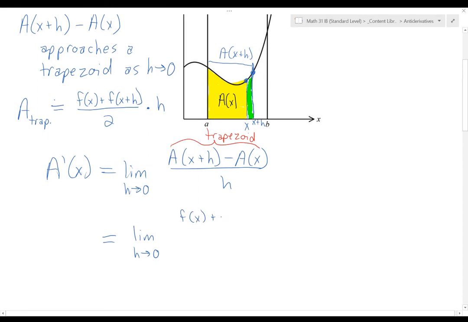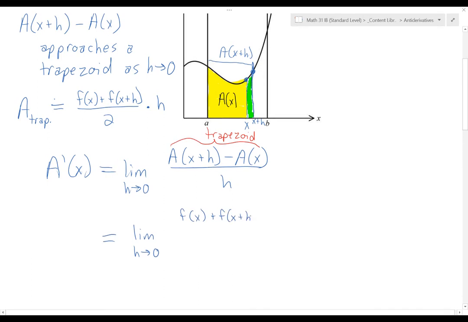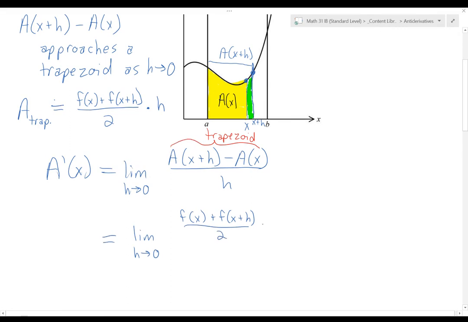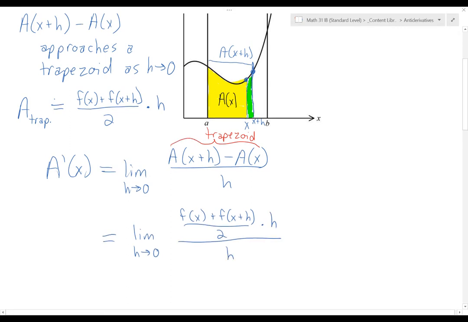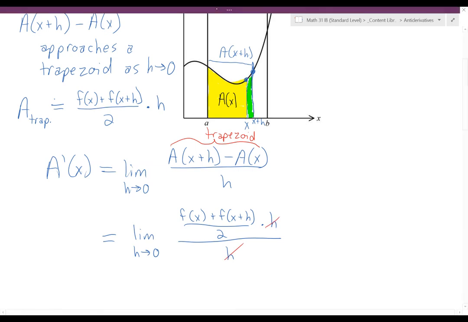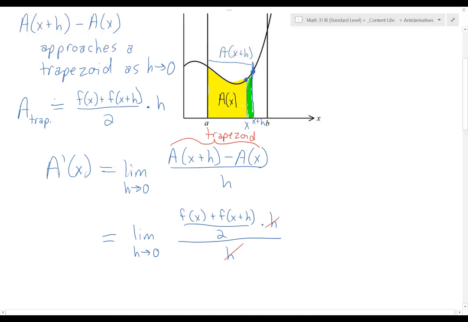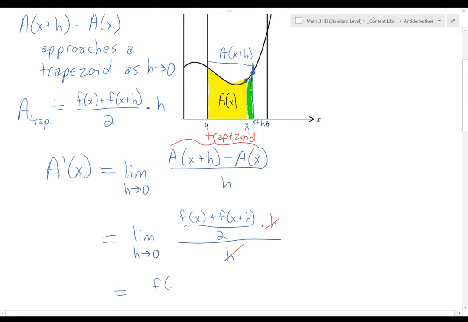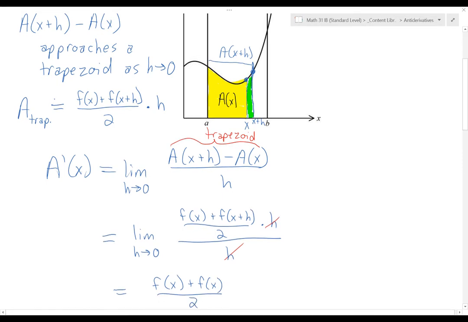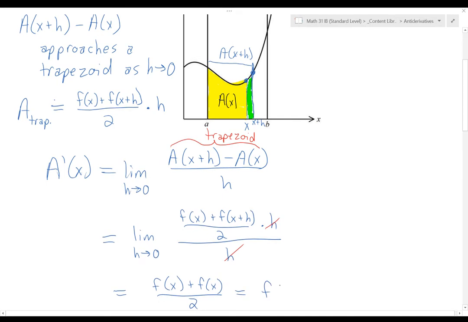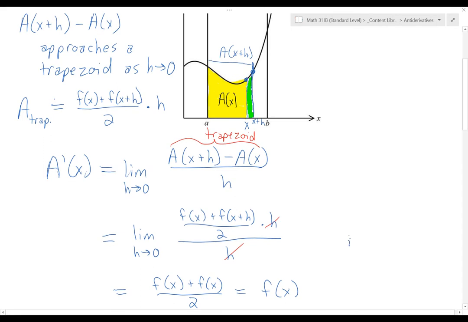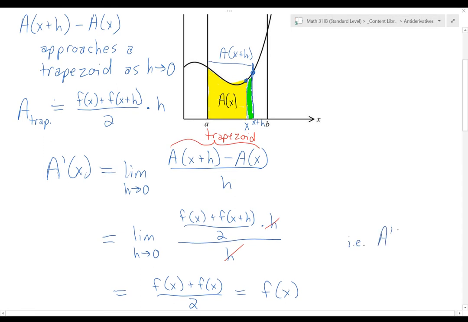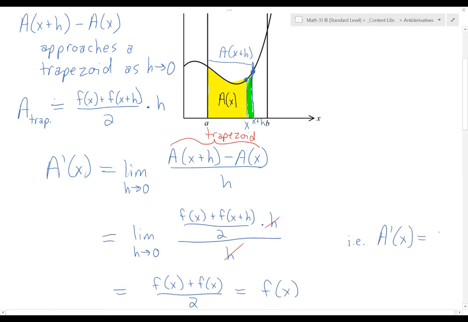So this is the limit as h approaches 0 of f of x plus f of x plus h, divided by 2, times h, all over h. So now my h's cancel, and I have no more problem of 0 over 0, so I can simply substitute, okay, what happens when h equals 0? When h equals 0, this is now f of x plus f of x over 2, which is 2 f of x over 2, which is just f of x.